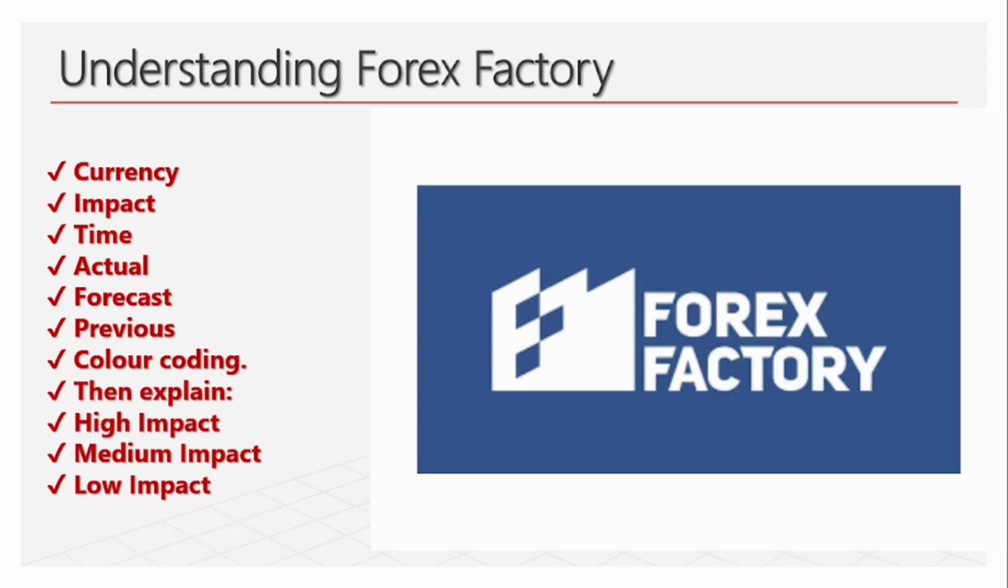You understand? You already know the meaning of a currency. Currency is just like a medium of exchange. We have the United States dollars, we have the Canadian dollars, we have the Ghanaian cedis, we have the Nigerian naira. Then we're going to be looking at their impact too, their time, their actual, their forecast, their previous, the color coding. Every one of them I'm going to be explaining shortly. These are just the things we're going to be looking at on forexfactory.com, because forexfactory.com is just like a calendar that's going to be guiding us on what should be focused on when we are analyzing fundamentally.